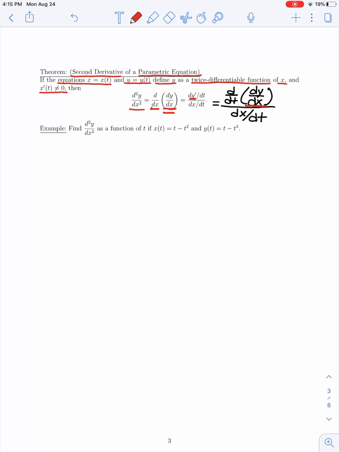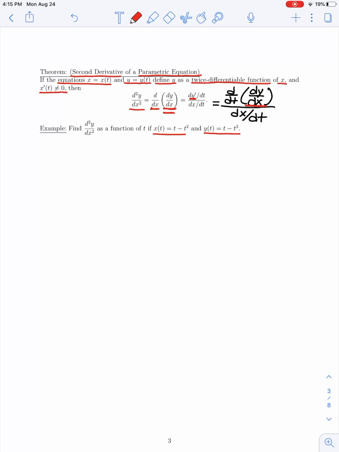So now that we have this formula, let's look at some examples making use of this. So in our next example, we are asked to find the second derivative of y with respect to x as a function of t if we have the parametric equations x(t) and y(t) given here.